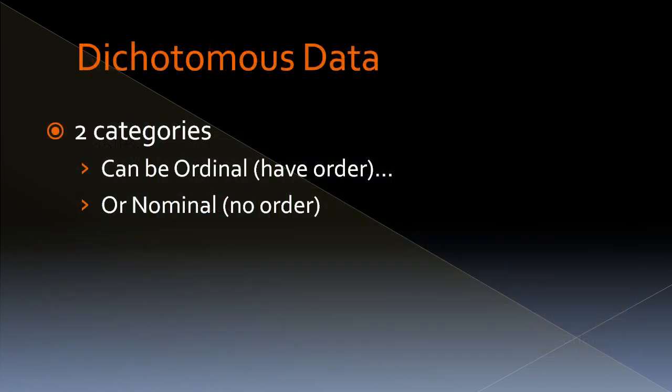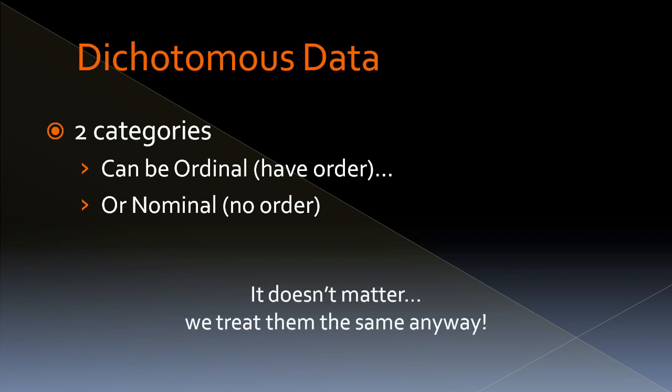And finally, we're getting into dichotomous data. As I said, these are binary data. There are two categories, and it doesn't really matter whether they are ordinal or nominal. Ordinal, as we know, have order, and nominal don't have order in the categories. But it doesn't matter. We treat them the same anyway. In statistics, when we use our statistical tests, there are two categories, and it doesn't matter if they're in what you might consider to be the right order or the wrong order. The statistical tests are still valid.